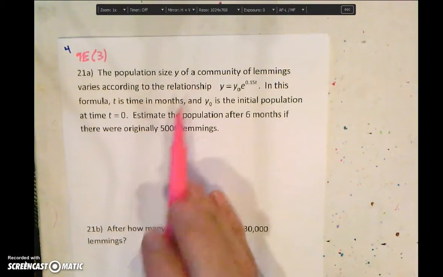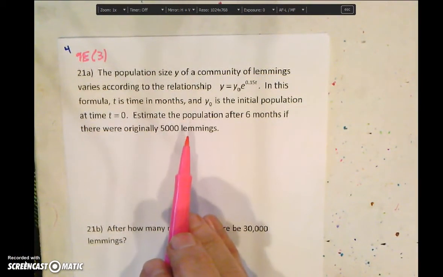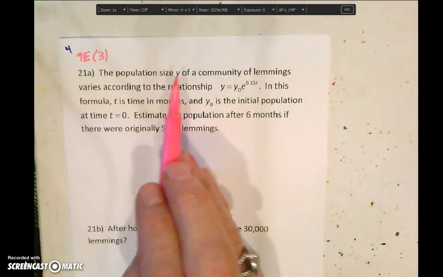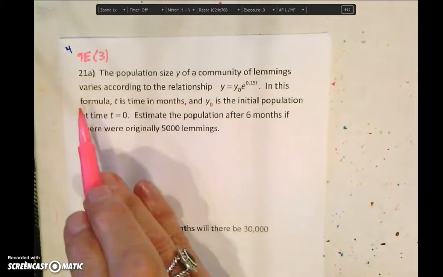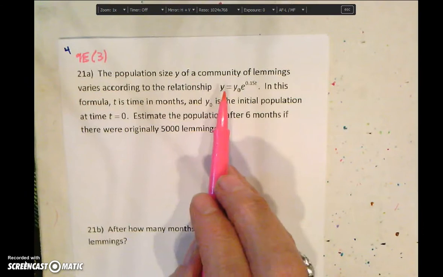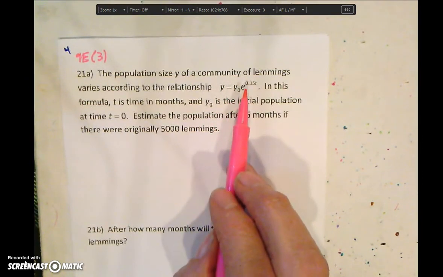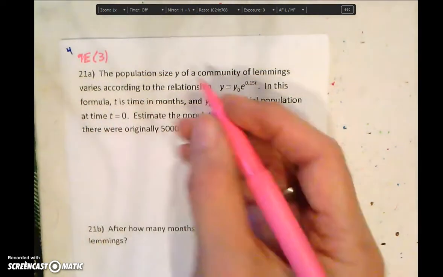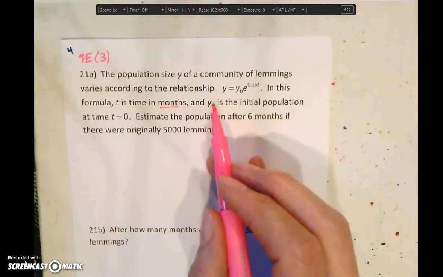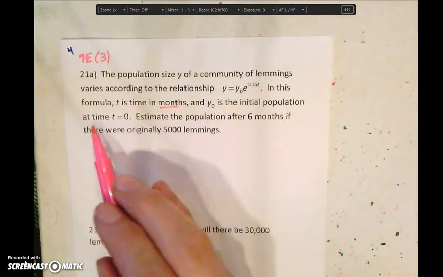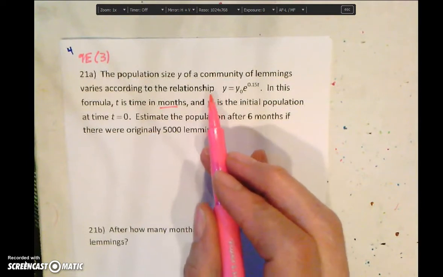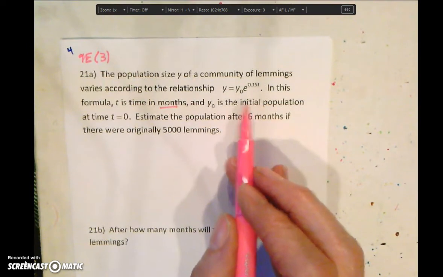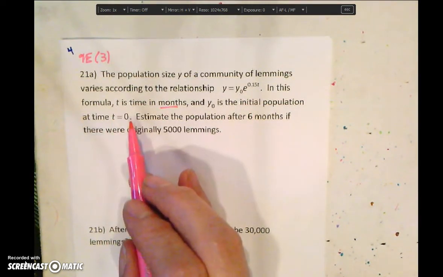All right, so let's take a look at some applications that deal with some of those natural events that natural logarithms are used for. The population size y of a community of lemmings varies according to the relationship y is equal to y sub 0 times e raised to the 0.15 t power. In this formula, t is the time in months, and y sub 0 is the initial population at time equals 0. This is a symbol that you'll see a lot, meant to be the original or the initial starting point where the time is just going to be beginning.